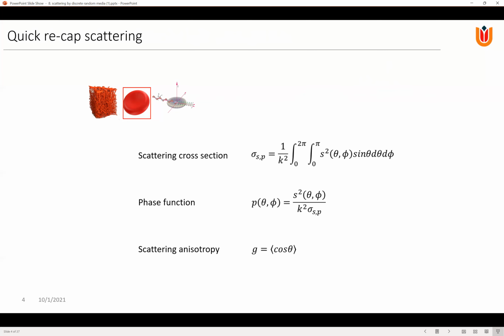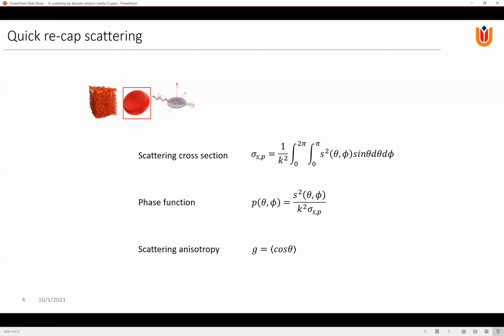What is the reducing function? It has arguments theta and phi, so that has angles. So it describes how the light is redistributed into given angles. So how it's basically scattered away. Then we have sine theta d theta d phi. That's the integral. That means that we sum over all the angles.